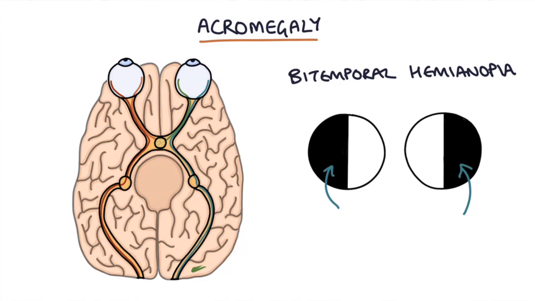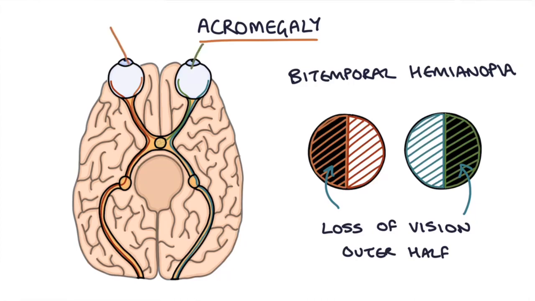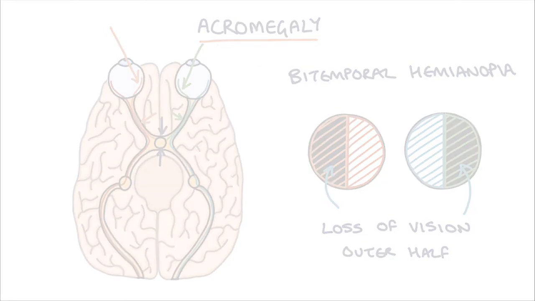So what this is, basically, is a loss of vision of both of the outer halves of the eyes, because as the visual signals from the optic nerve come through the optic chiasm, the signals that sense the outer part of the visual field cross over in the middle, and it's this middle part that is pressed on by the tumour, and this causes loss of vision of the outer sides of the eyes, which we call bitemporal hemianopia.